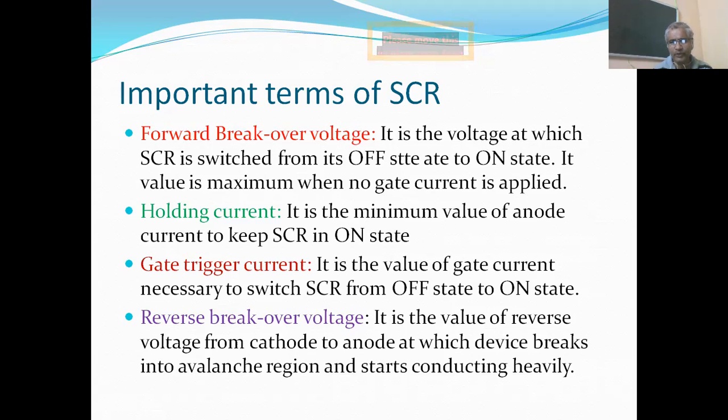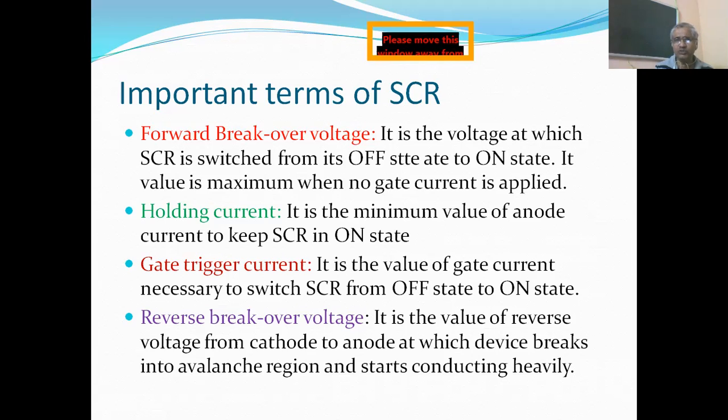Then reverse breakover voltage. So again it is the value of the reverse voltage from cathode to anode at which the device breaks into avalanche region and starts conducting heavily. So when reverse voltage is applied between the anode and cathode, the voltage at which the reverse breakdown takes place is called the reverse breakover voltage.